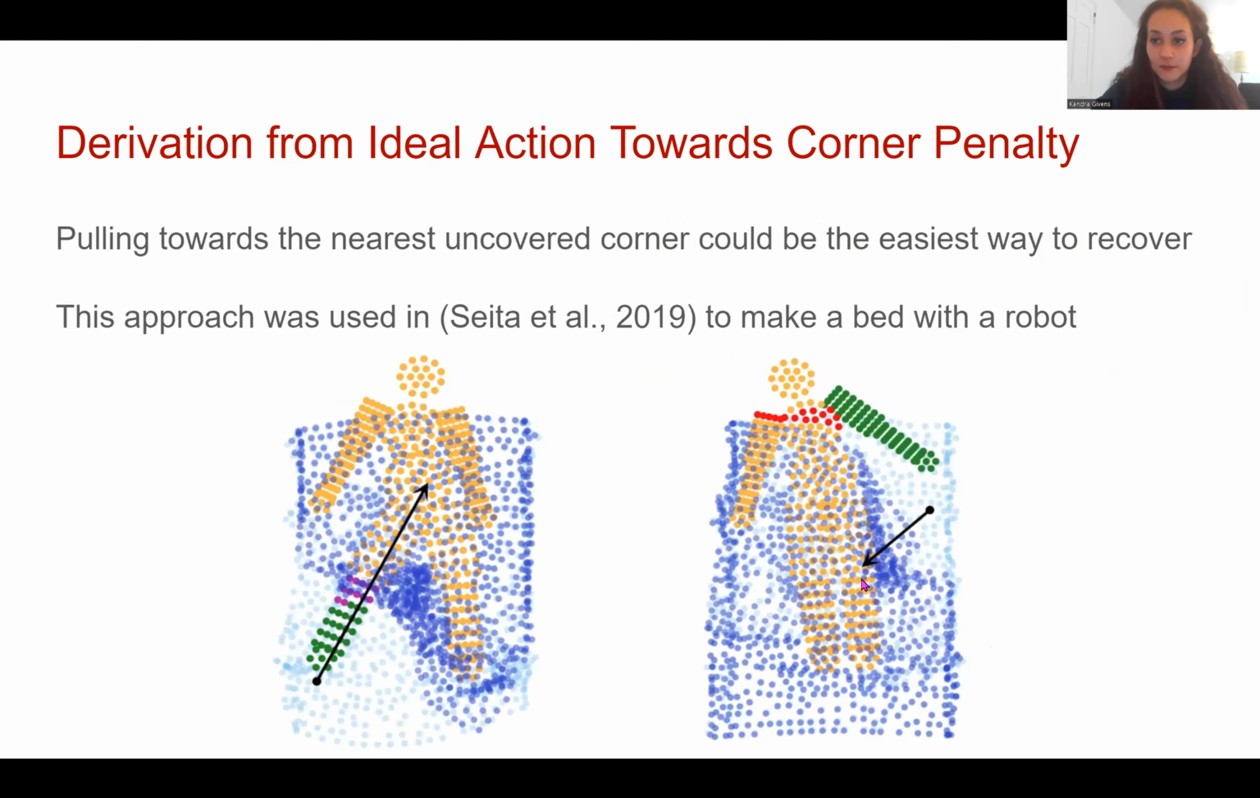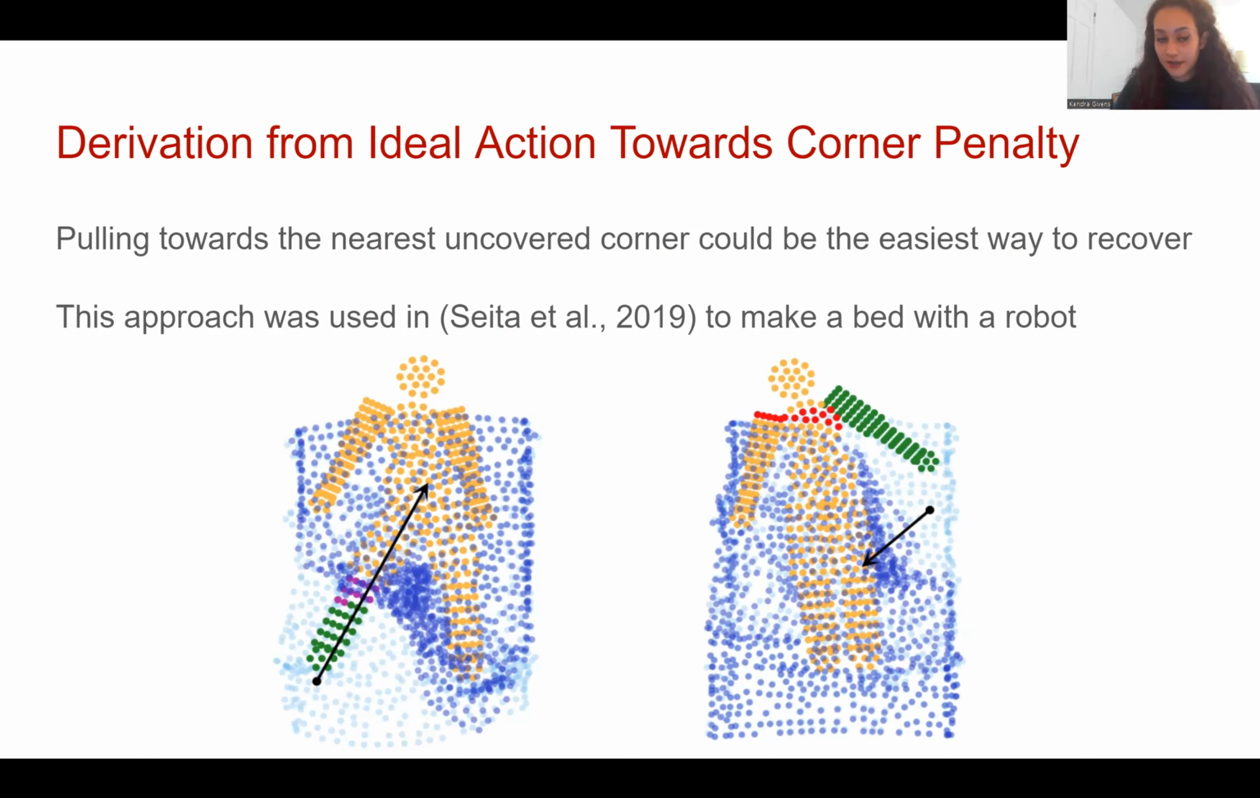So, the deviation from ideal action towards corner penalty. This is an idea used in the bed-making paper by Seita to make up a bed. They found that the way they were formulating their problem, the best way to make a bed is to pull towards the nearest uncovered corner. So we thought that would be a really good approach to perform recovering: you try and find an edge on the cloth and then you pull towards the nearest uncovered corner.